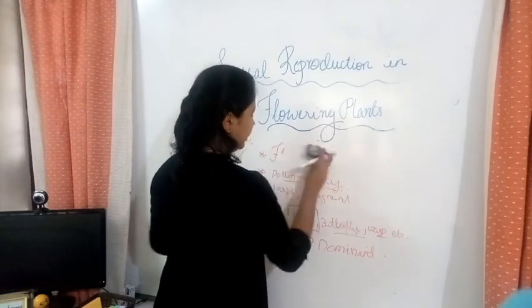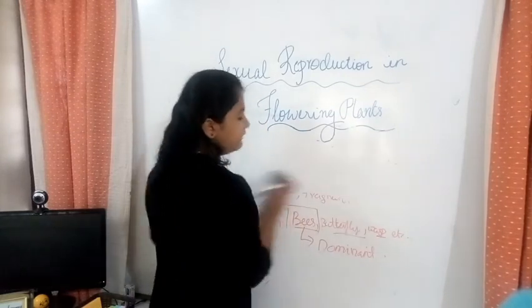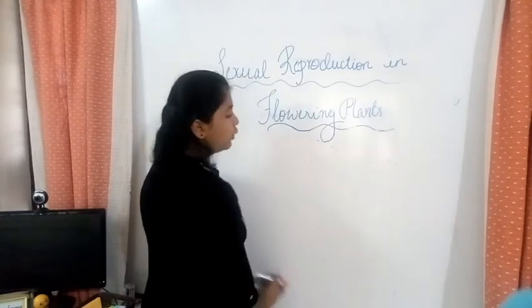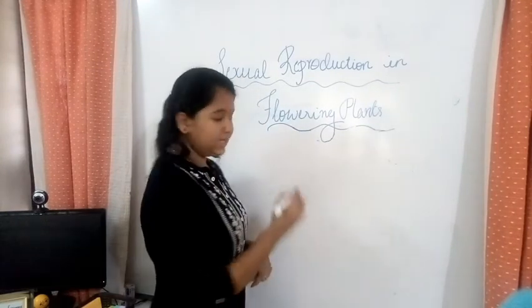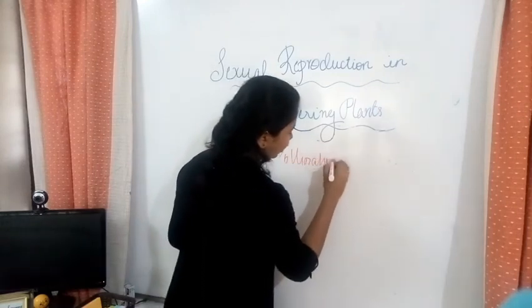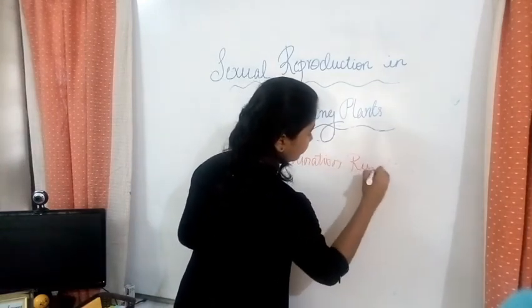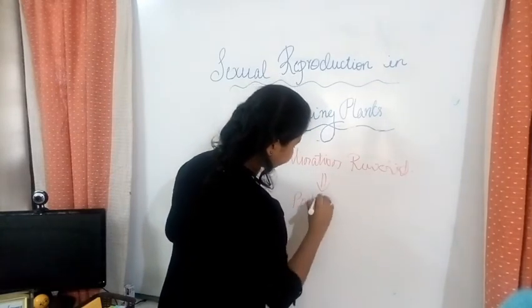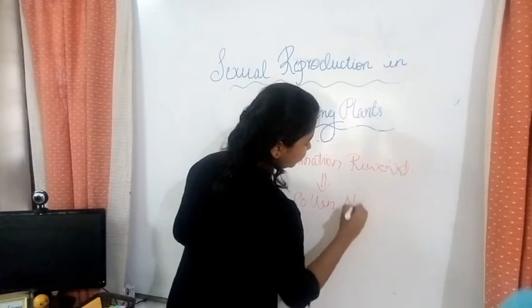Okay, when you are asked to do something, and if you do that, what will you get? You will get a reward or a prize. So what is the prize for these pollinators? The pollination rewards are the pollens and nectar.